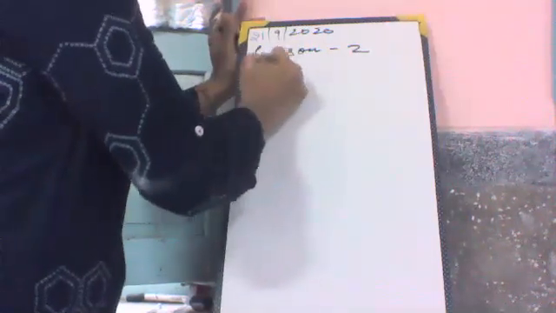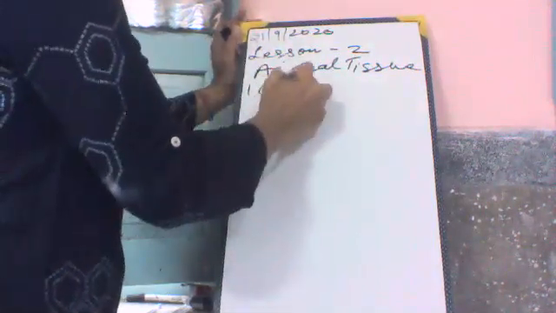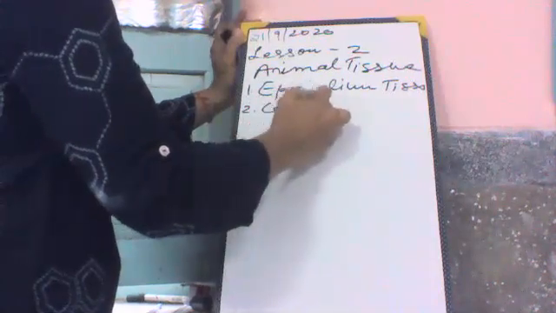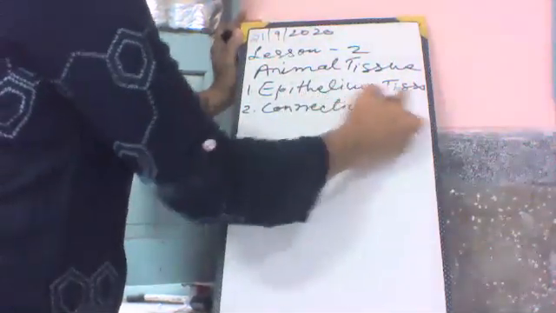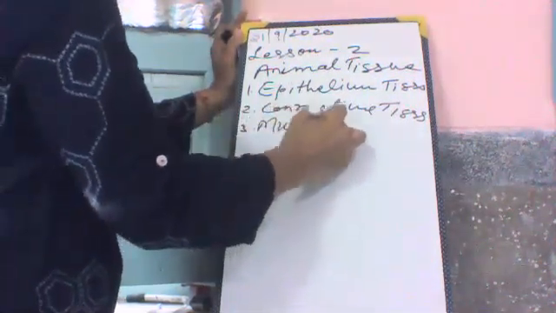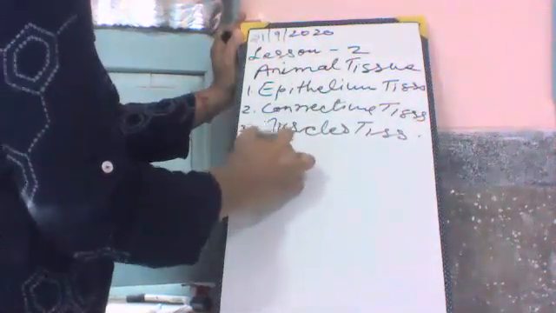The chapter is tissue. Animal tissues. There are four types of animal tissues: epithelial tissues, connective tissues, muscle tissues, and the last one is nervous tissues.